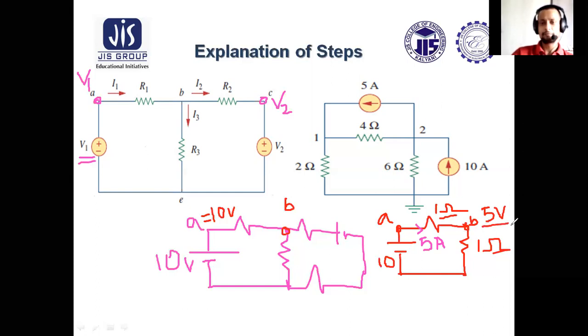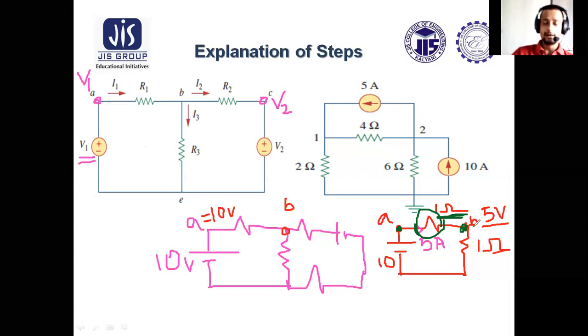So voltage at B point will be 5 volt, because when 5 ampere current is flowing through 1 ohm, there will be 5 volt drop in this resistor. So total voltage was 10 volt, 5 volt is dropped at 1 ohm, so the remaining 5 volt, 10 minus 5, will appear at B point. So potential at B point will be 5 volt.